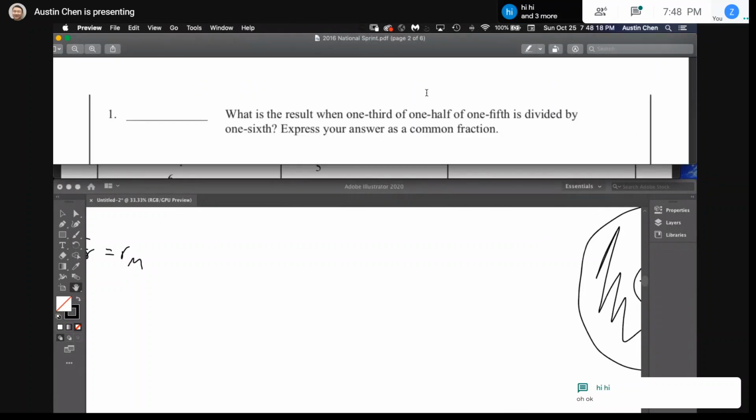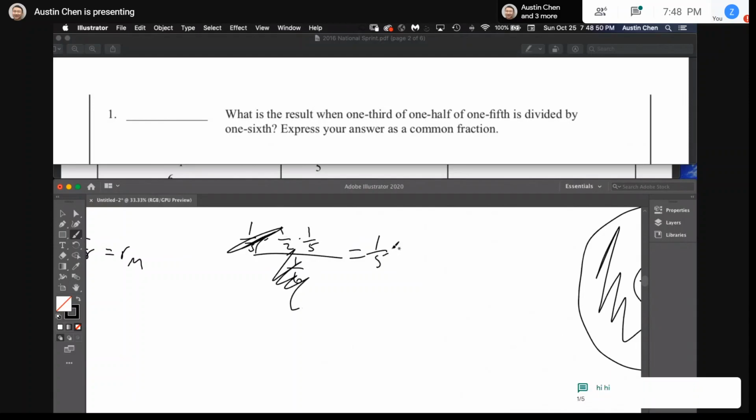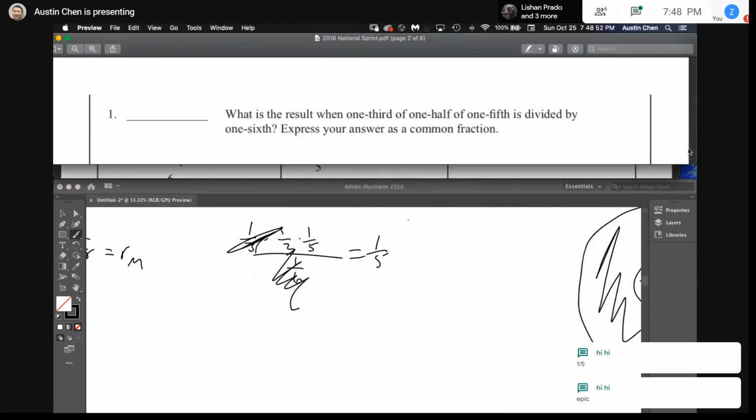All right, okay. What is the result when 1/3 of 1/2 of 1/5 is divided by 1/6, expressed as a common fraction? Okay, we've got to start easy, right? It's preparing you for the problems at the end. So this is pretty easy, right? You're dividing by 1/6, so you're multiplying by its reciprocal, so it's just times 6. Well, you have 6 over 3 over 2, so that cancels. So then it's just 1/5. That is your answer.